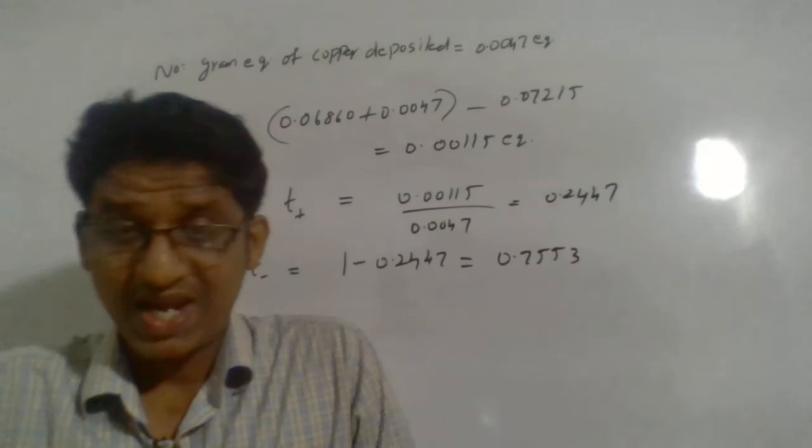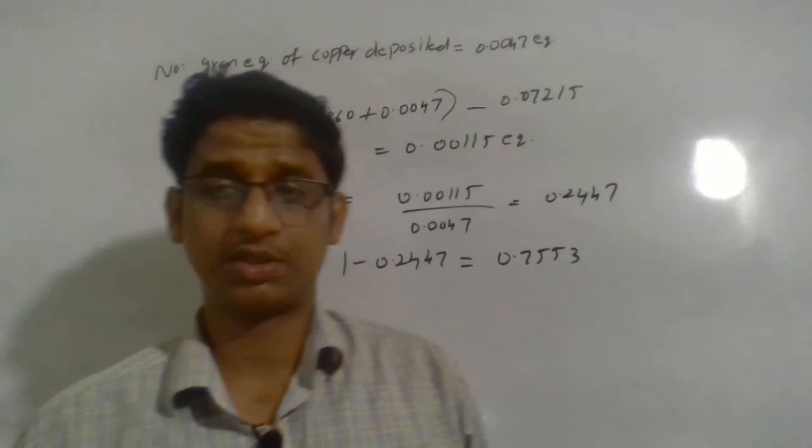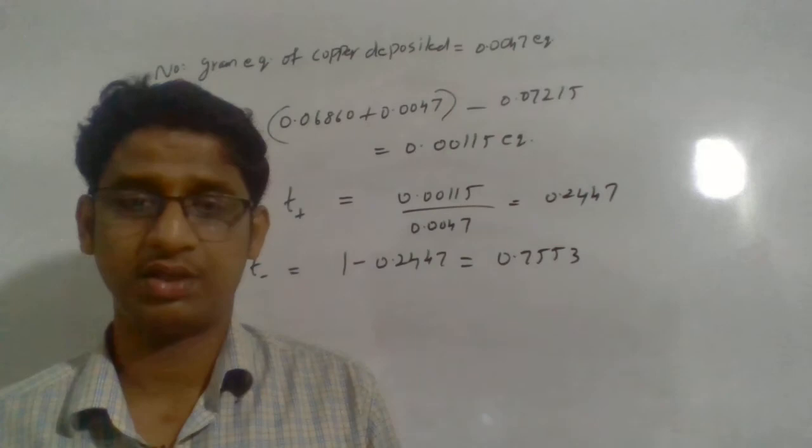Okay, that's it. Now in the next class we can discuss the next method. We discussed the Hittorf method to find the transport number of a particular ion. Similarly, another method is there that we will call the moving boundary method to find the transport number of an ion.